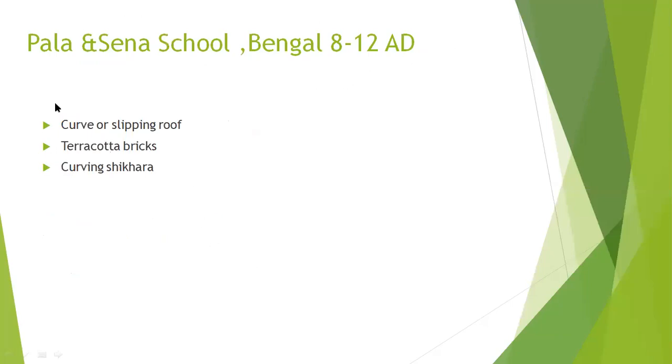The Pala or the Sena school, this school developed certain curved or sloping roofs. Basically these developed in Bengal, and these are influenced by Buddhist as well as the Hindu philosophy. So these were developed with terracotta bricks and curved shikharas.